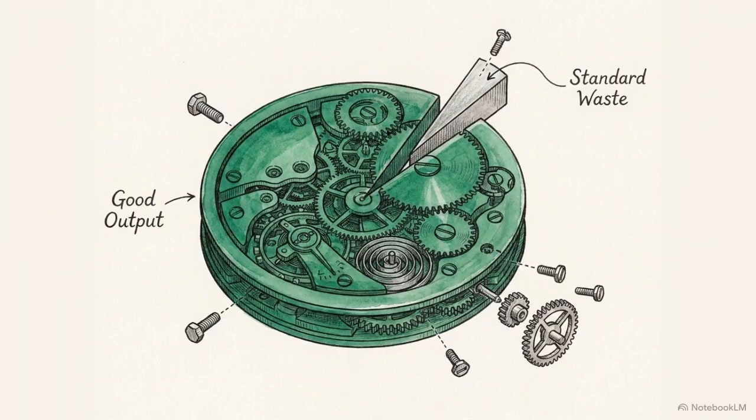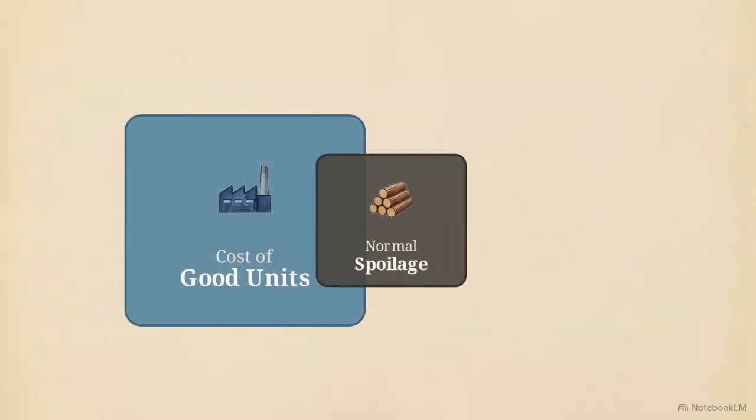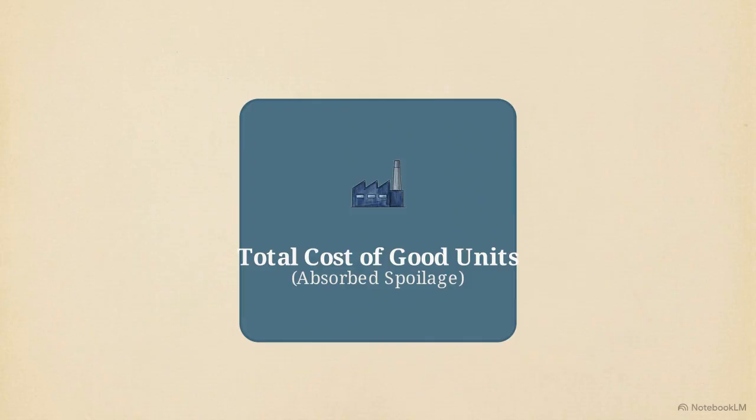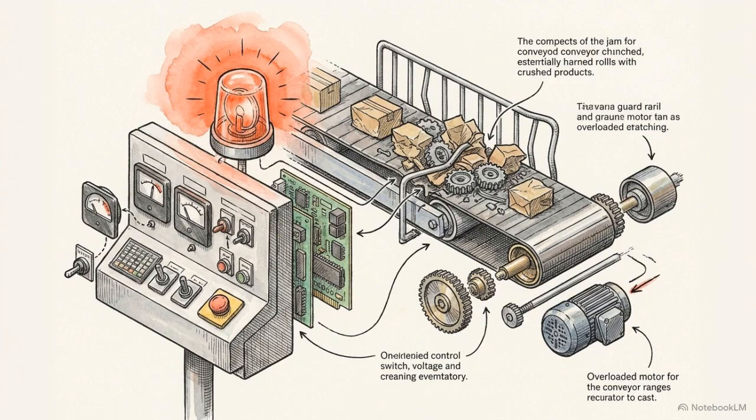Normal spoilage is the expected inherent amount of output that fails to meet quality standards in the ordinary course of production. Because this risk is an inescapable part of manufacturing, the cost of normal spoilage is absorbed directly into the cost of the good units. It remains inside the work-in-process account. Abnormal spoilage is waste generated over and above expected amounts. This is usually due to operational failures or avoidable errors on the factory floor.